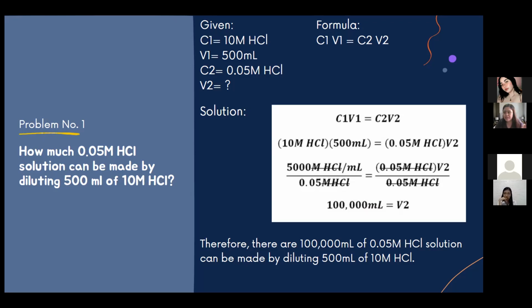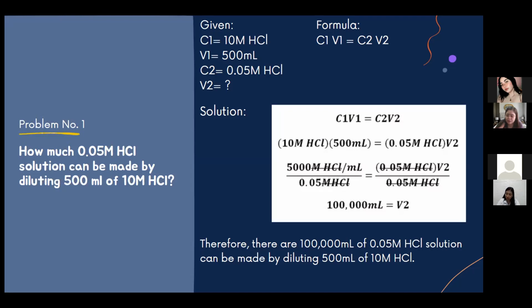So please make it a habit to list down the given so that it will be easier for you to identify what is missing or what is asked in the problem. So you have there C1 and V1. For C1, it's the concentration of our original solution. The V1 is the volume. Now, how do we identify this?